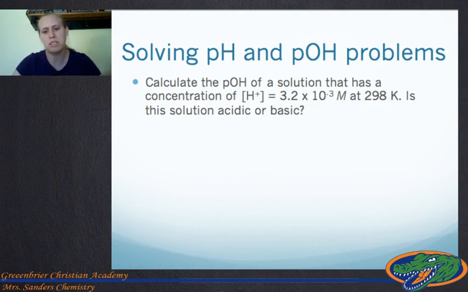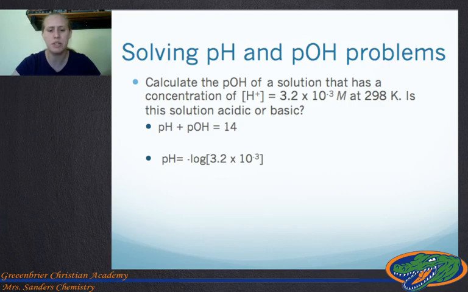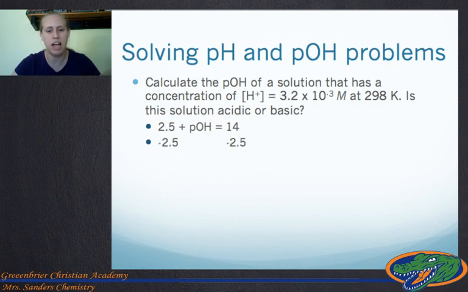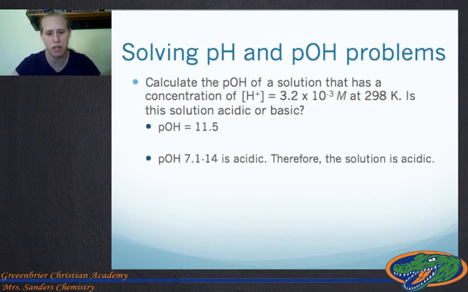So we're going to do this in two steps. We're going to realize first that we can find our pOH value because pH plus pOH equals 14. So all we have to do is find the pH and then subtract it from 14. Let's type in pH equals negative log of 3.2 times 10 to the negative 3. That's going to be a value of 2.5. Then we use our 2.5 in pH plus pOH equals 14. We subtract 2.5 from both sides, and the pOH is going to be 11.5.